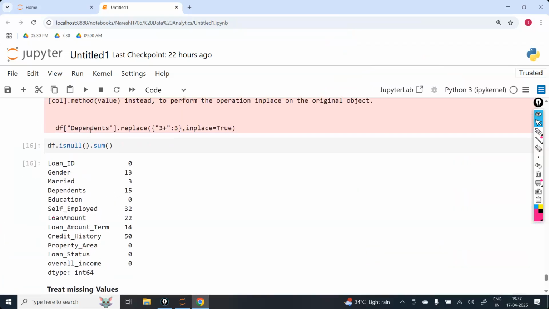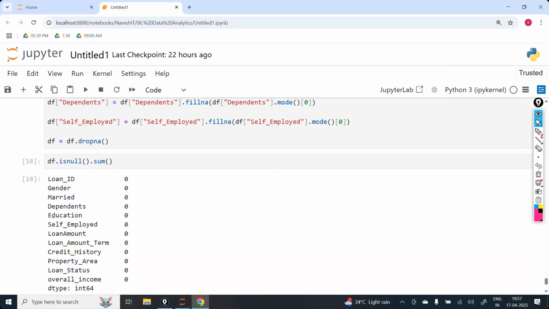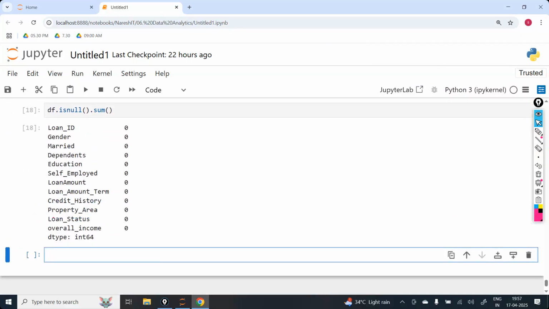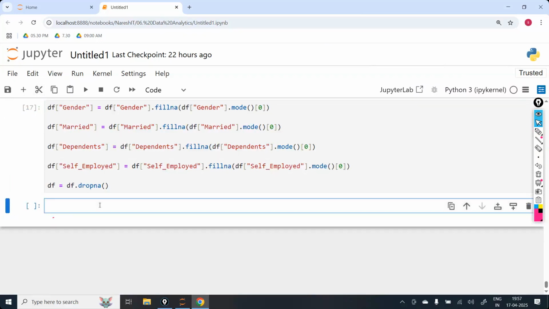After treating the missing values, once again I am going to check, are there any missing values? There are no missing values now, because I have cleared all of them. For the remaining things I have dropped them automatically. Right? Are the points clear, everyone? Govardhan, is your question also clear? Done. Next.